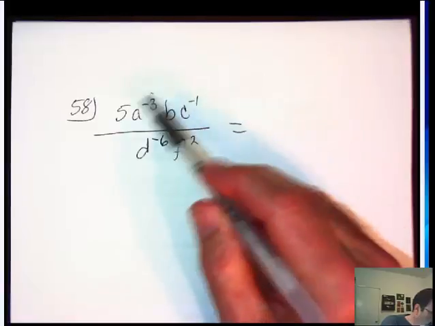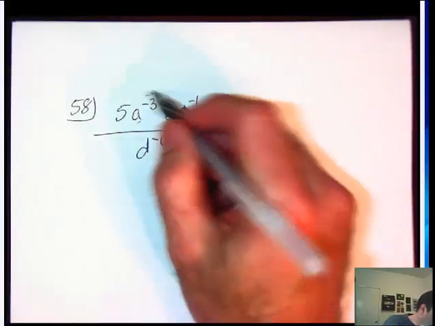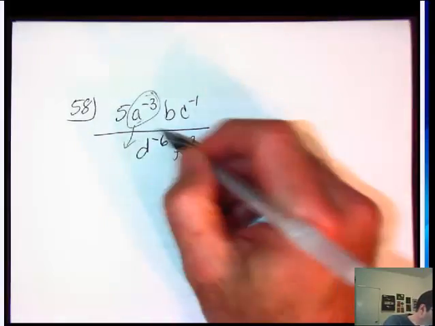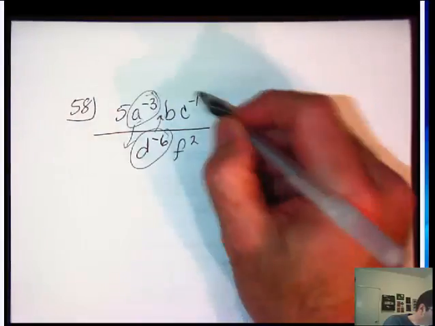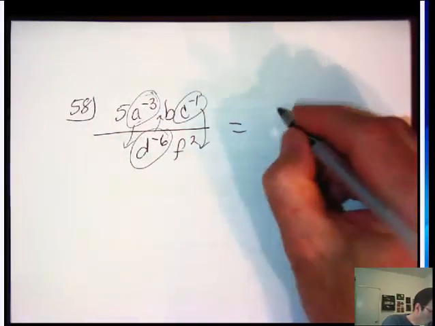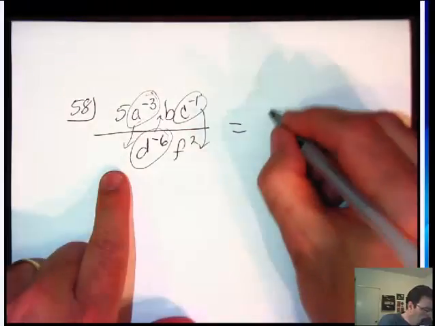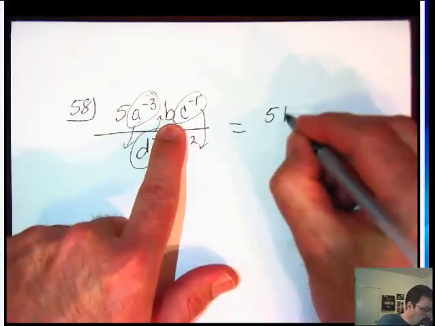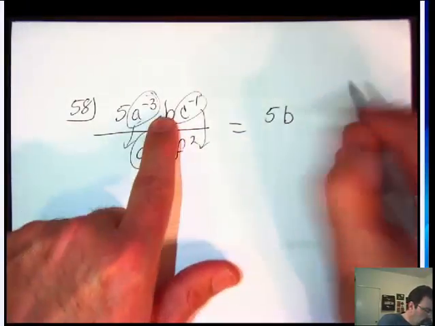So again, I'm going to take all the negative ones and move them across the fraction bar. So this one is going to go down. That one's going to go up. That one will go down. So I'm going to have 5, the b that's up here.